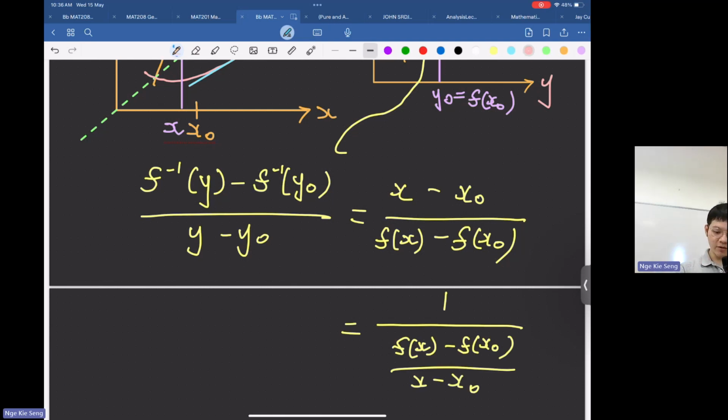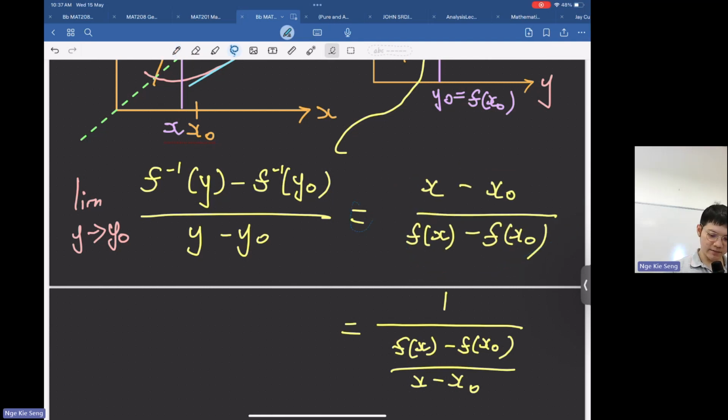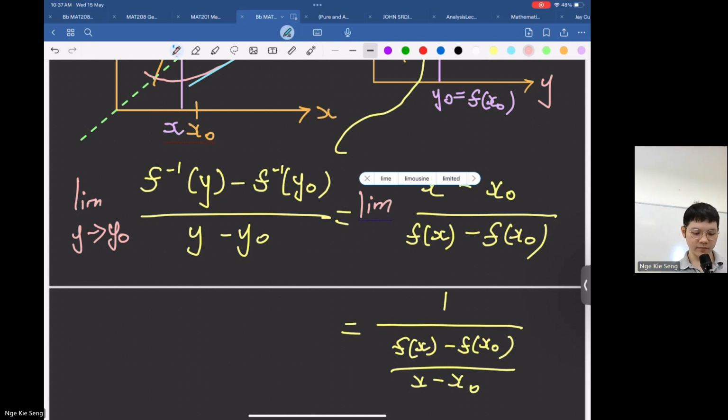So if you want to compute the limit, you compute the limit of the whole thing here, right? So here becomes a limit from what to what? From f of x to f of x naught. Is this correct or not? Let me see. Looks a bit weird, but is it correct?